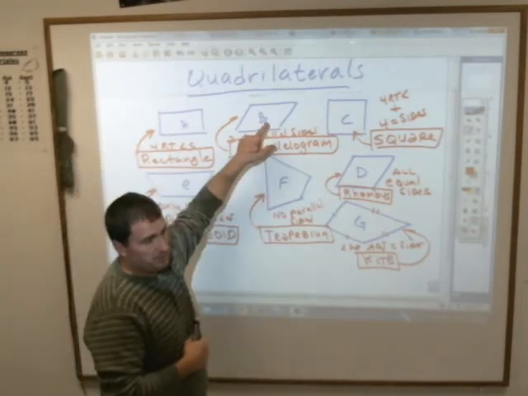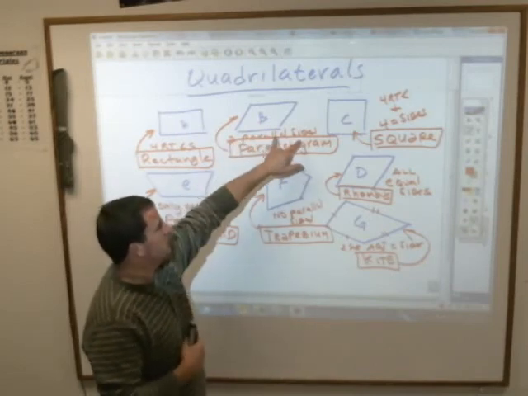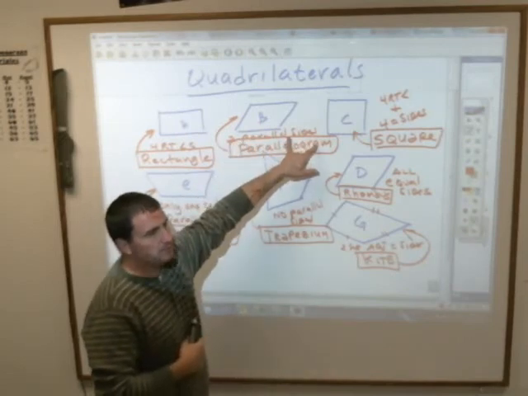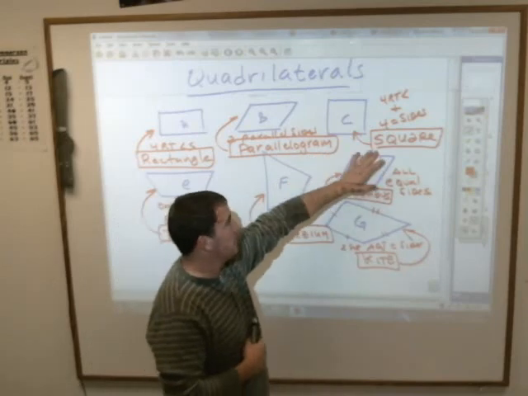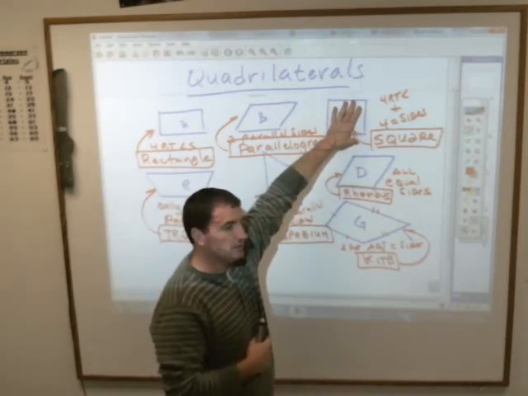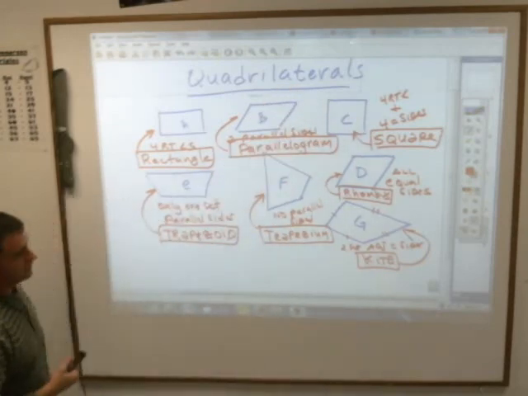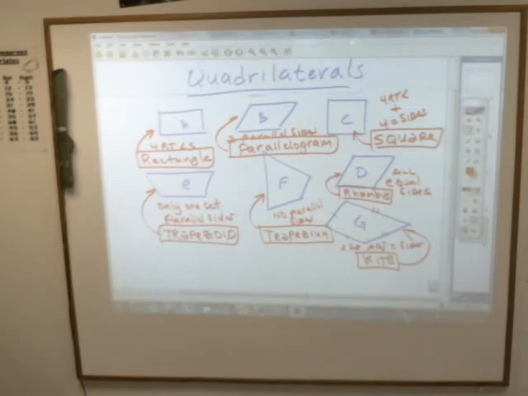Are all rhombuses parallelograms? Absolutely, because the only definition of a parallelogram is that opposite sides are parallel, and that's the case there. Are all squares parallelograms? Absolutely, because in a square opposite sides are parallel. Okay, so there is the overlap in that sort of thing.